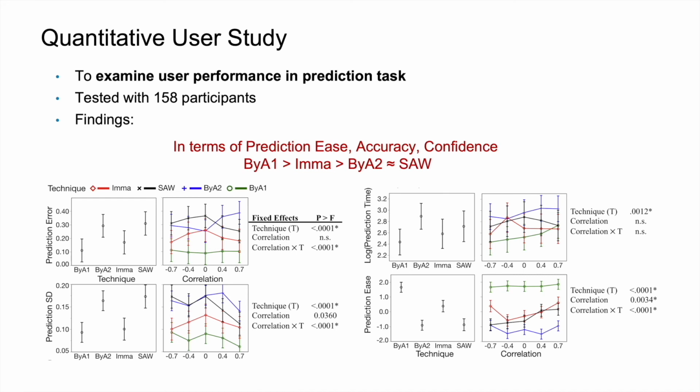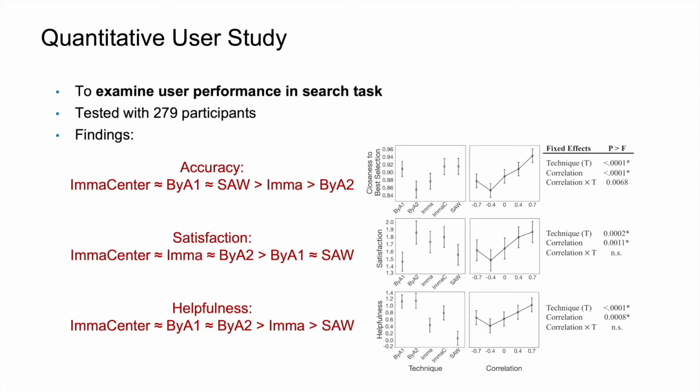In the search task, participants were asked to select the best item from a sorted list. We found that ImmaCenter supports the best search performance and satisfaction and is rated helpful.